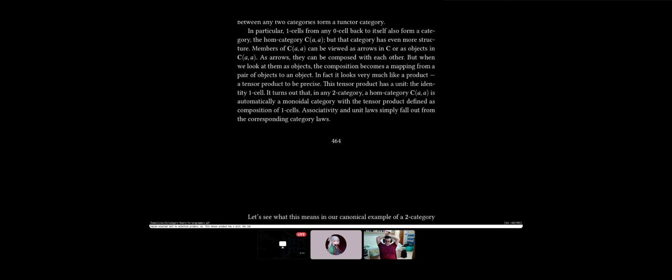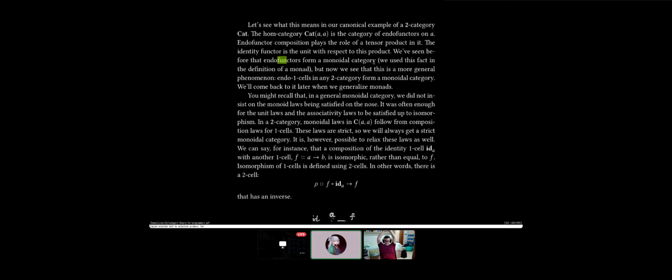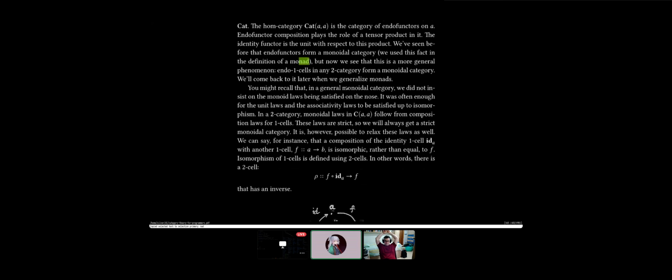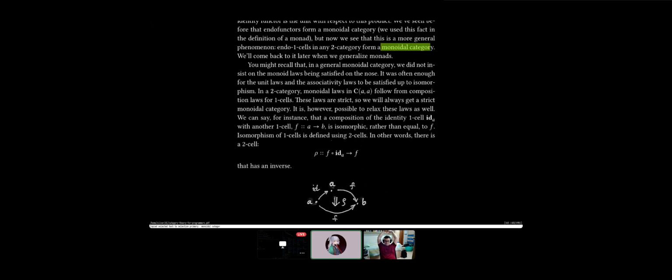Okay, let's continue. Let's see what this means in our canonical example of a two-category Cat. We have this hom category of endofunctors on A, so Cat from A to A. Endofunctor composition plays the role of a tensor product, so the identity functor is the unit. We've seen before that endofunctors form a monoidal category, and we used this to define monads earlier. But now we see that this is more general. Endo one cells in any two category form a monoidal category. And we'll see that later.